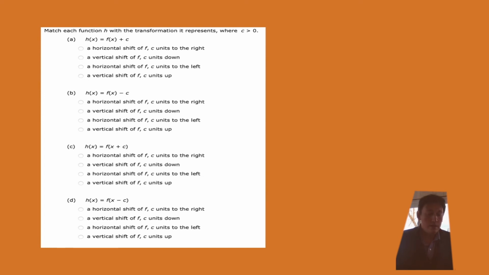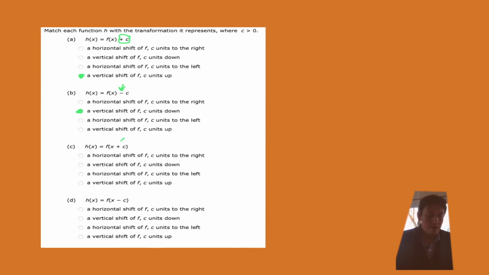So in this question, what does the C on the outside of the function do? Well, as we talked about before, C on the outside is a vertical shift, either up or down, and since it's positive, it's going to be a vertical shift of the function f, C units up. On the outside with a negative, that's going to move it down. Therefore, it's this one, vertical shift of f, C units down. C is just a constant.